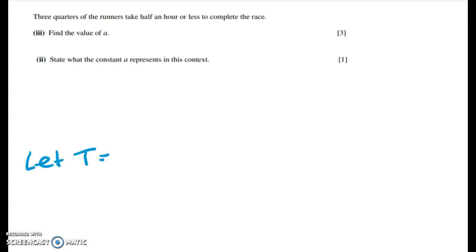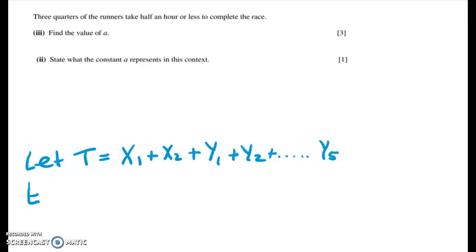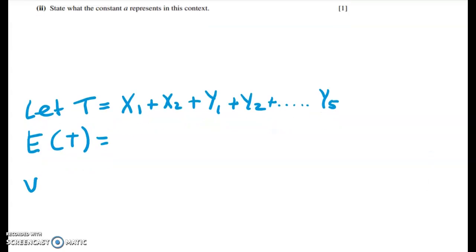So the important thing is not to make T 2x plus 5y, but instead to think of it as 1 cup of sugar plus a second cup of sugar plus the first cup of flour, the second cup of flour, and so on. And we've discussed this in class, but if you do it this way, you'll get your expected value correct and you'll get your variance correct, because the variance is just going to be the sum of all the separate variances, right?